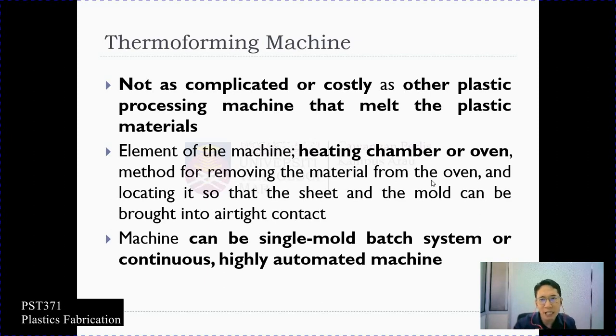The elements of the machine: heating chamber or oven, method for removing the material from the oven and locating it, so that the sheets and the mold can be brought into airtight contact. Machine can be a single mold batch system or continuous highly automated machines. Okay.